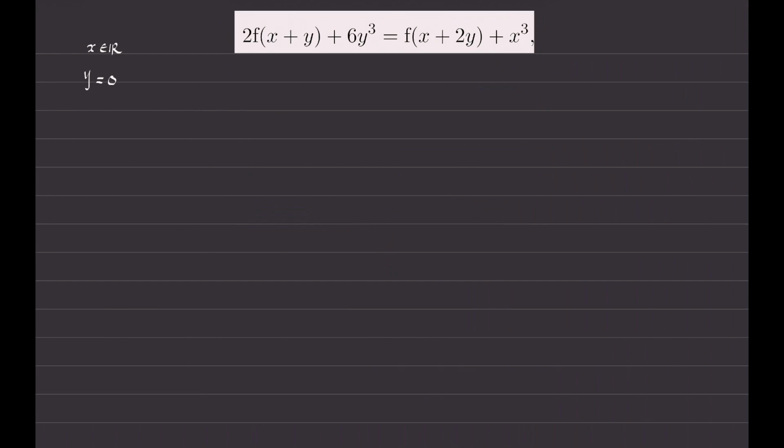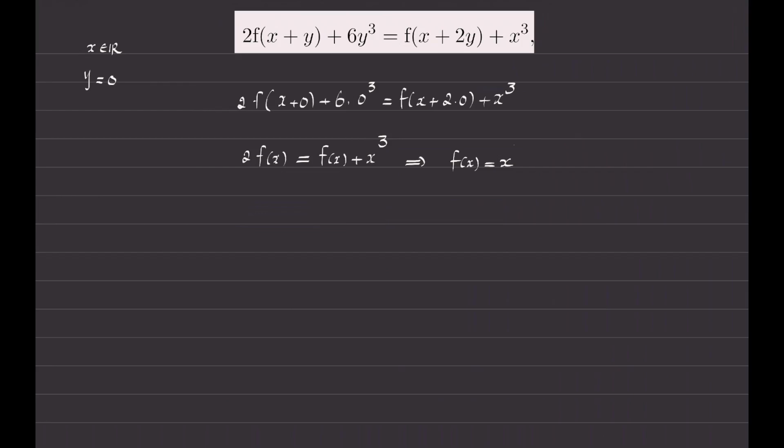Then I have 2f of x plus 0 plus 6 times 0 to the power 3 equals f of x plus 2 times 0, and then plus x cubed. You see why this was a good choice: I have 2f of x, and the next term is 0. The right-hand side is also f of x plus x cubed. So I found the f of x that I was looking for. So f of x is equal to x cubed.